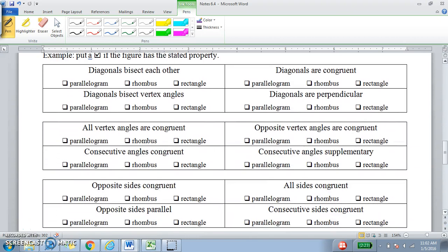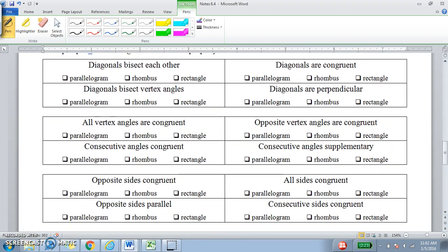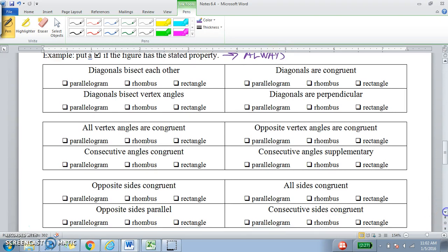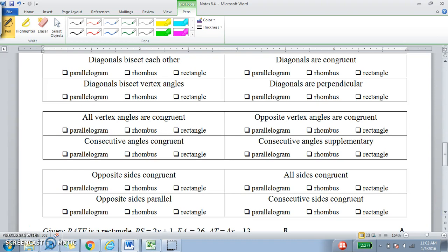All of this right here, we've got a bunch of different statements. We have to decide if it's true for parallelogram, rhombus, and or rectangle. So it says to put a checkbox if the figure has a stated property. That means it always has that property. It could sometimes have a property, but we're only going to put a check mark there if it always has that property. So anytime that we check the box for parallelogram, we're automatically going to check the box for rhombus and rectangle, because anything that applies to a parallelogram also applies to a rhombus and a rectangle.